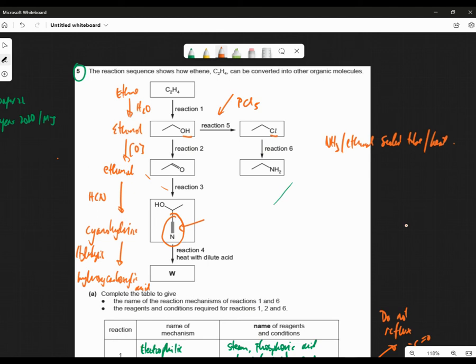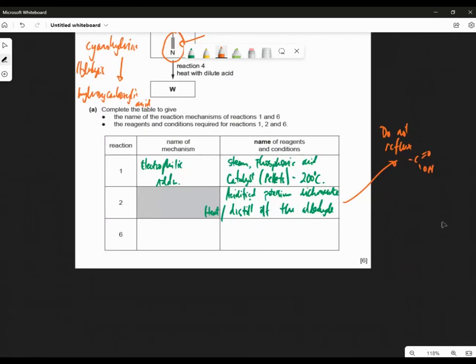What's the mechanism? Well, we're swapping out one thing for the other, so it's a substitution. The NH3 will attack this carbon, so it's going to be a nucleophilic substitution. That makes sense: it attacks that carbon because it's going to be a little bit positive. So the mechanism is nucleophilic substitution.